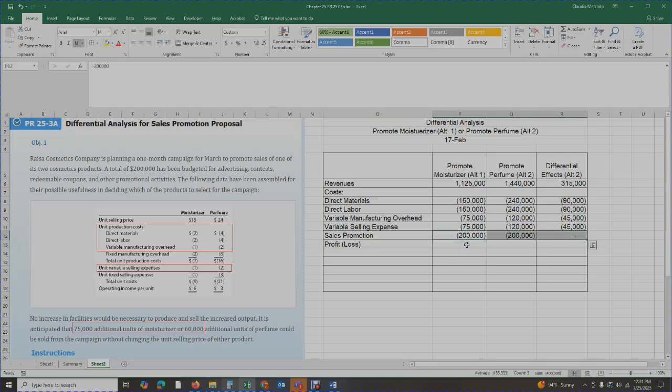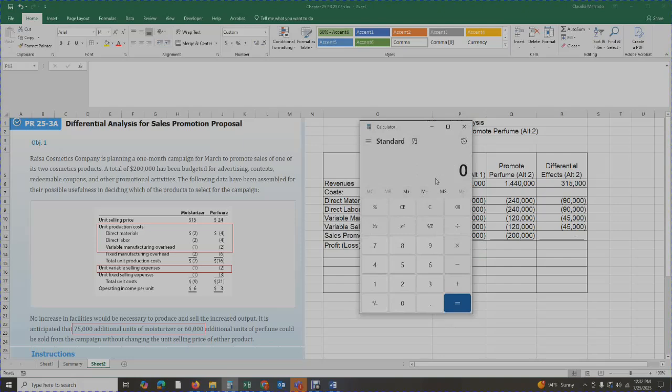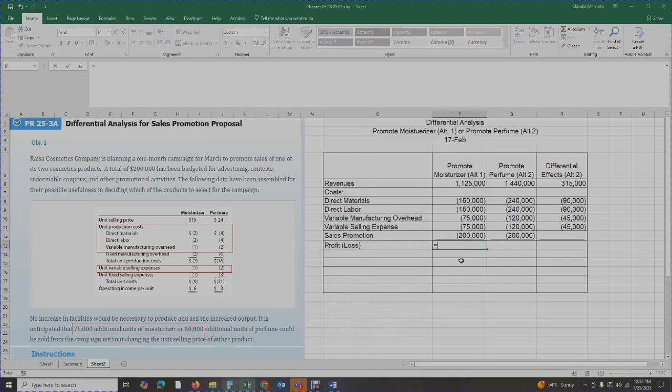Okay, so we're going to go ahead and get the revenue less all of the expenses. And I think because they're negative, I need to add them. Okay, so let me see, it will be that plus that. I'm adding them because in Excel, I would need to add them since they're already negative numbers. So it'll be 475,000 profit for the moisturizer.